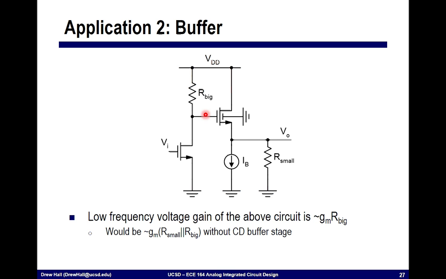So if we instead add this buffer in between, we effectively isolate this small impedance from this large impedance. The input impedance that I see looking into this stage here is effectively just the capacitance, which is very small. So I maintain my large impedance. I can have my high gain. Whereas this stage, I simply take this voltage that's happening here, level shift it to the output, and I can drive this small output impedance.